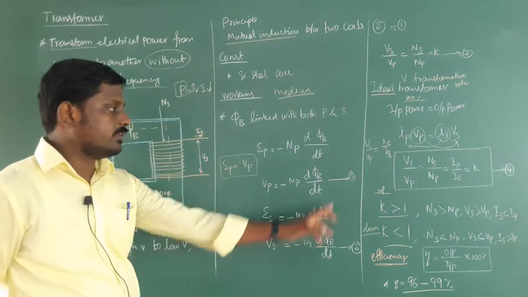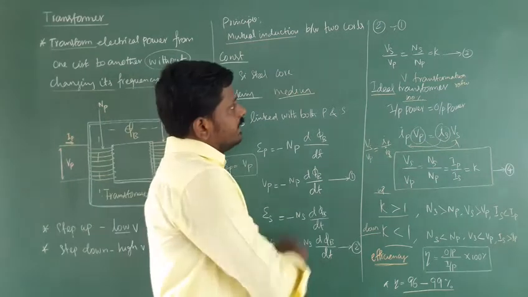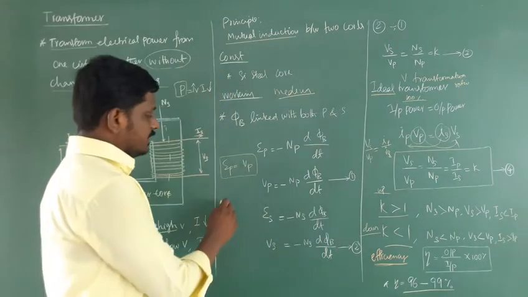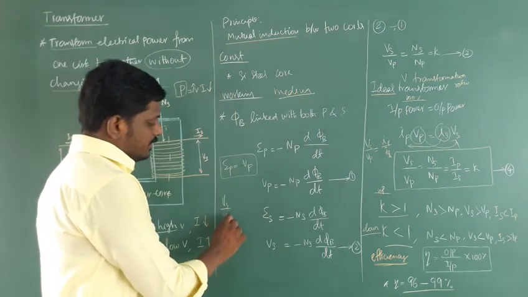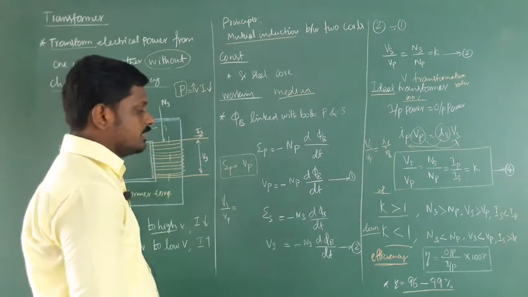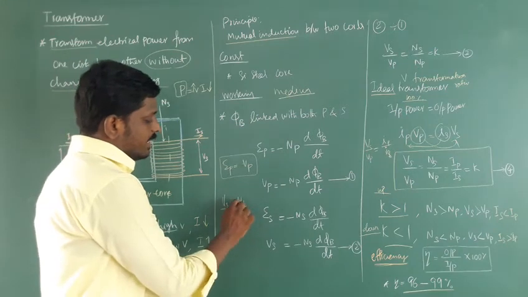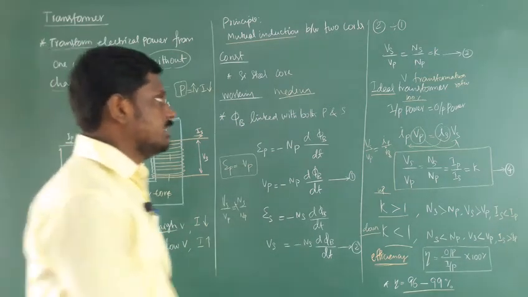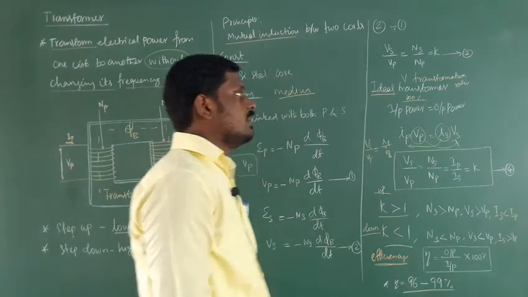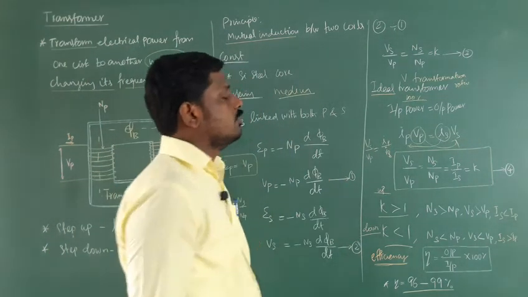From equations 1 and 2, taking Vs by Vp, you will see that dφ by dt is the same, so both cancel. You will get Ns by Np. Minus minus cancel and it becomes plus, that is equal to K. K is a constant, called the voltage transformation ratio. So that is this part.